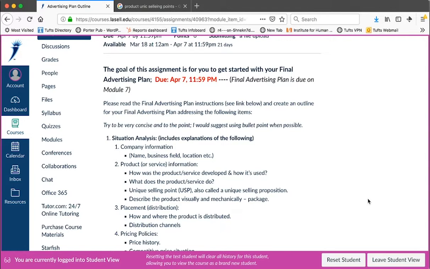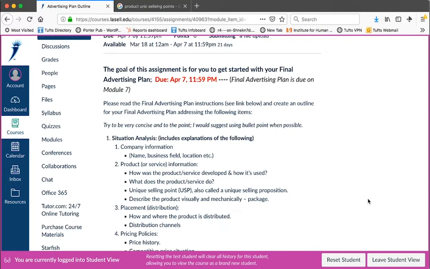So again, how the product or service was developed, how it is used, what the product or service does, what the unique selling points of the product are. Unique selling points is also called unique selling proposition. And basically it is what differentiates the product, the points that differentiate the product from your competition. Then you describe the product visually and mechanically, the package, let's say.